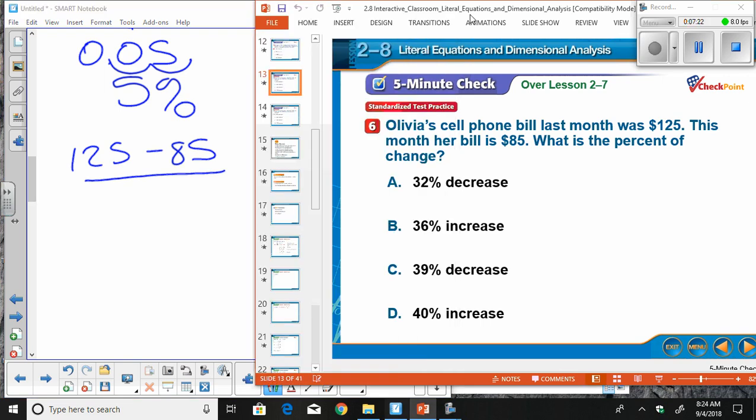Let's see, last month was, this month is. So last month was 125. So it's 125 minus 85 divided by 125. Oh no, I did something wrong. So 125 minus 85 divided by 125. There we go, is 32 hundredths. Move my decimal 2 places to the right always. So I get 32%, and it is a decrease.